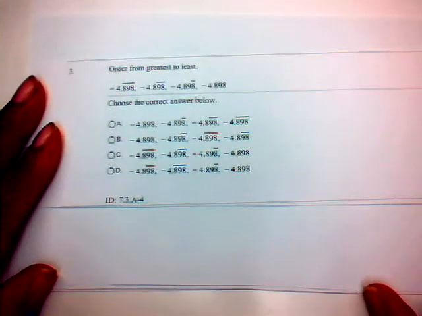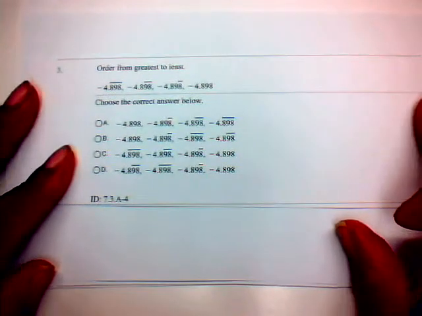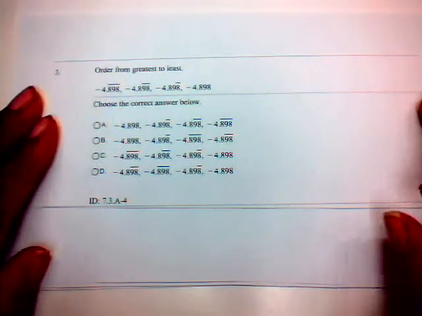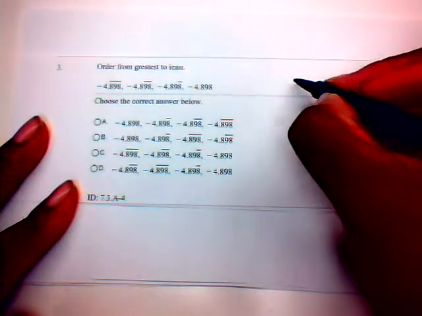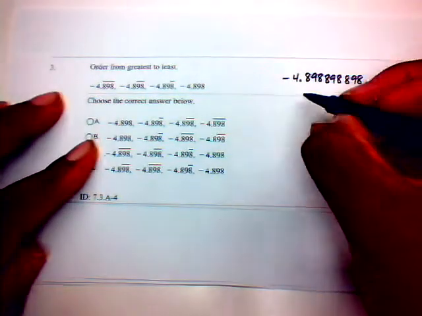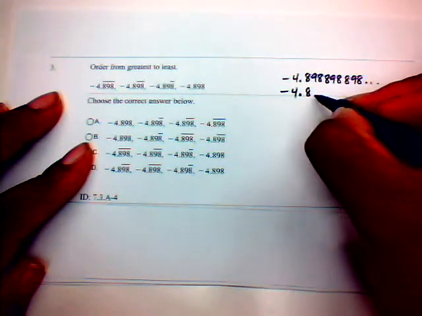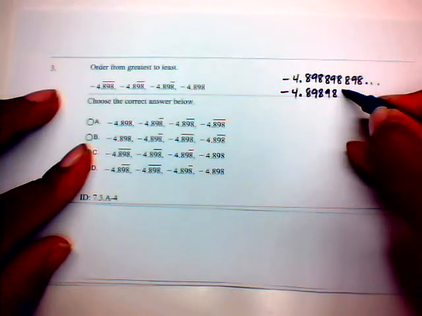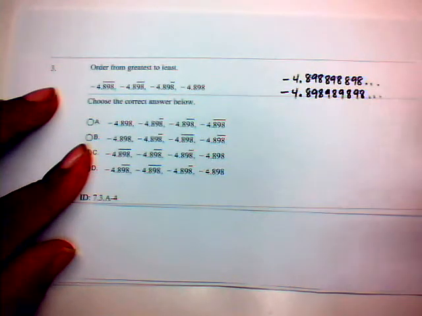And we're doing this from greatest to least, which means we have to look at the smallest number. The smaller of the two will be the one that's closest to 0. So we've got negative 4.898, where the 898 repeats. I'm going to expand that as negative 4.898, 898, 898..., where the 8, the 9, and the 8 repeat. Then for this one, where only the 9 and the 8 repeat, we have negative 4.8, then you have 9, 8, 9, 8, 9, 8, 9, 8, dot, dot, dot.